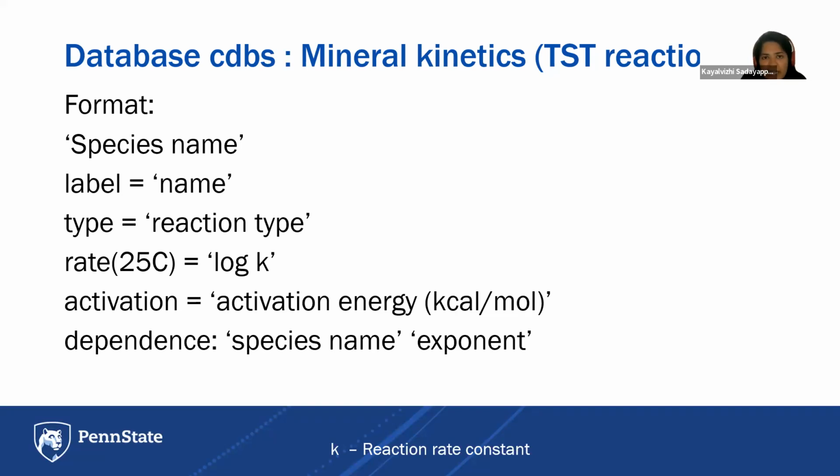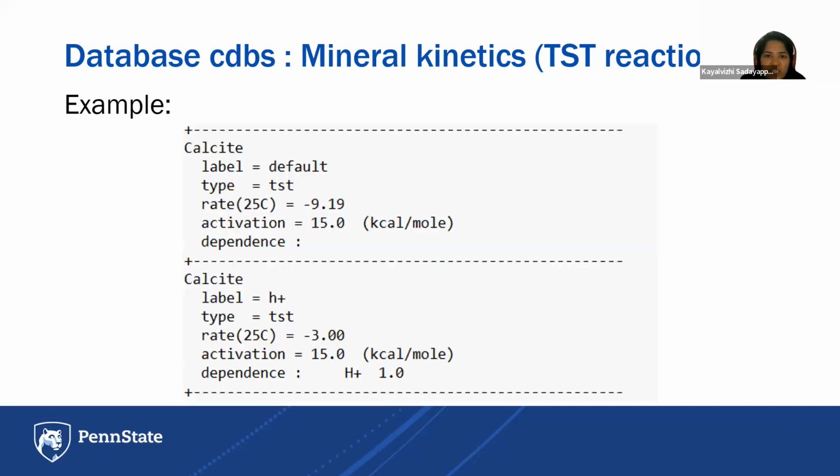Now let's see an example for the mineral kinetics TSG reaction. Here we are showing some calcite dissolution reactions. In the first block, in the first reaction, we have the label default, type is TSG, and we have the rate, activation, and there are no dependents. So in this first reaction, the calcite dissolution does not depend on any species.